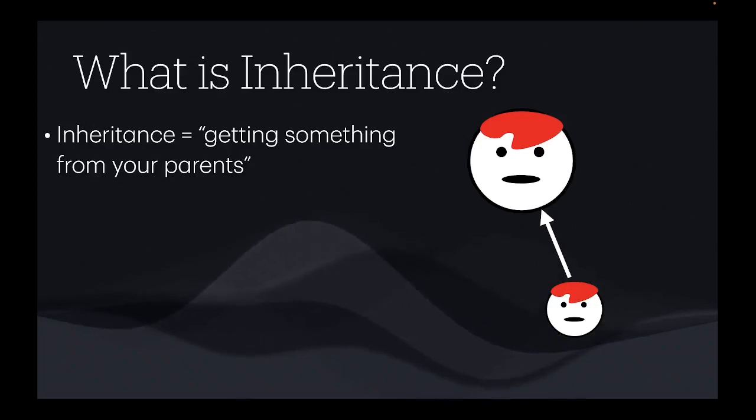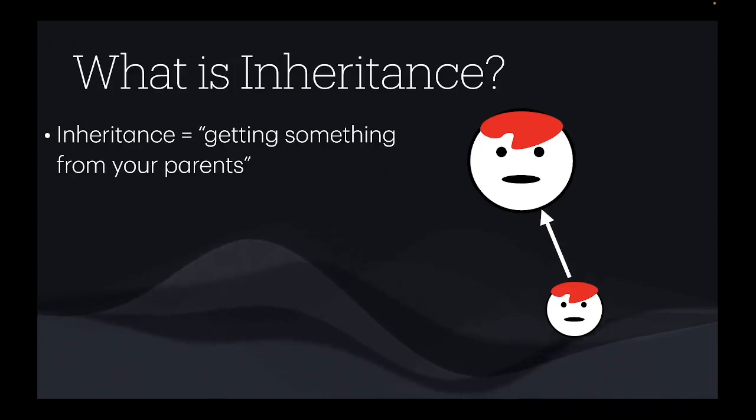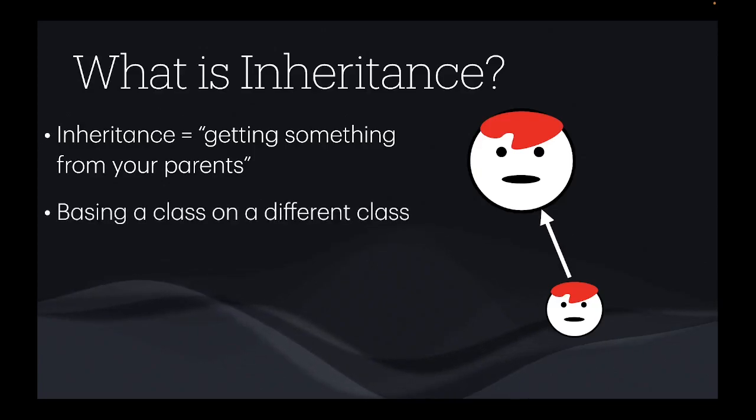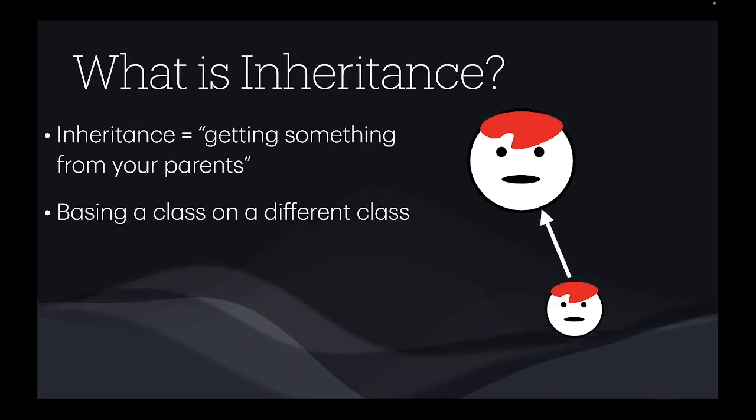You might also notice that you have some kind of habit, some mannerism from your parents. Maybe you tap your fingers in a certain way and you notice that your mom or dad does that. In that case, you've kind of inherited a behavior. In programming, as a technical definition of inheritance, we're going to say that inheritance is the ability to base a class on a different class. And it turns out that just like in real life, in OOP, our classes or our objects can inherit attributes and behaviors too.